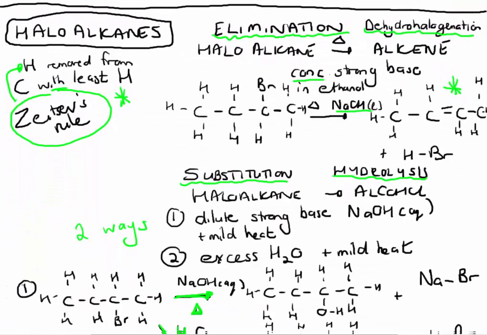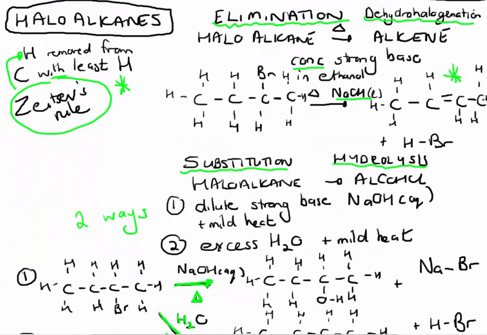Then we move on to the haloalkanes. The haloalkanes can go through two types of reactions. The first one is elimination, and specifically it's called dehydrohalogenation. Dehydrohalogenation is where a haloalkane, in the presence of heat and a concentrated strong base, will form an alkene.